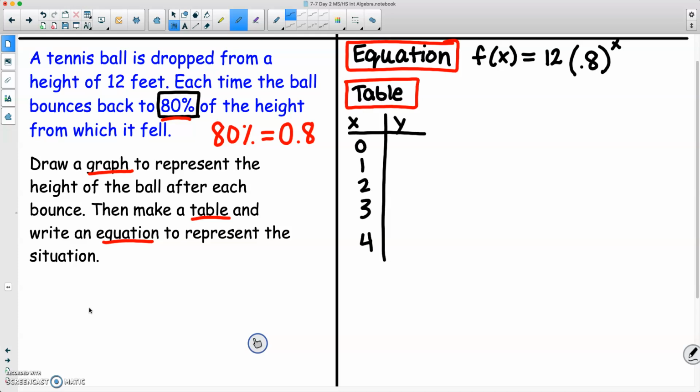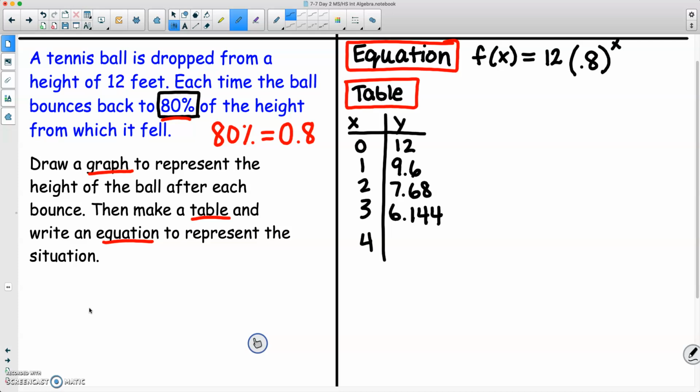So I've got 12 times 0.8 to the power of 0. Well, that's just 12. Then 12 times 0.8 to the first power is 9.6. If I change it to the second power, I get 7.68. The third power, 6.144. And you can certainly round these numbers. I'll round them after I'm done.